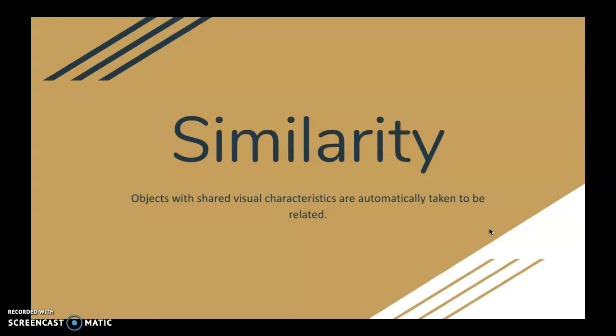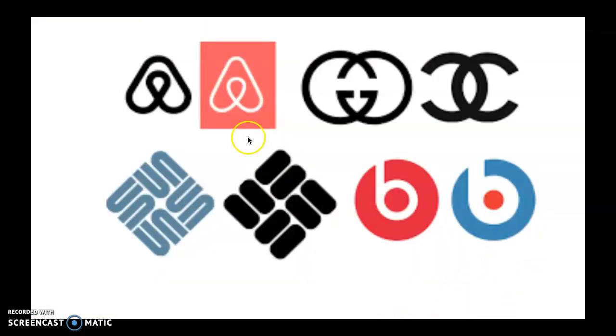So next is similarity. Objects with shared visual characteristics are automatically taken to be related. So here we've got, I think this is the Airbnb logo, and they're similar on both sides, as well as like here for the Gucci symbol, it's the two G's, and the Chanel symbol, the two C's back to back. And then like the Beats, they're similar to, like, if you colored the white in and put black, you'd still see the B. And then the two G's, they're just flipped, is all it is.